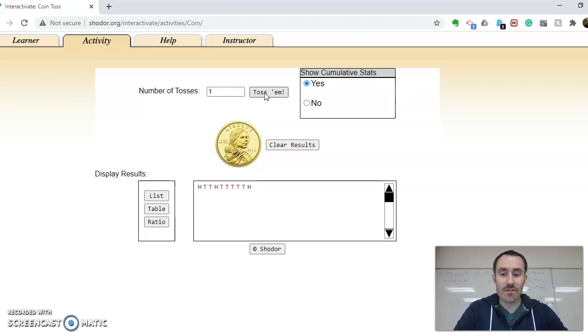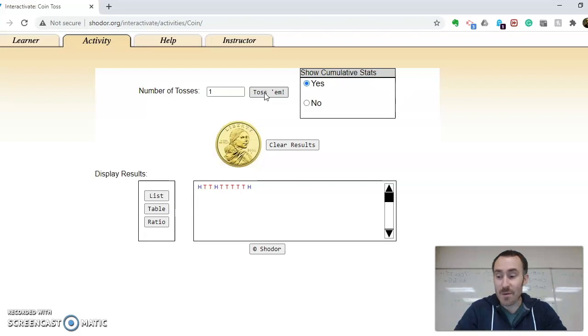So you can see that we've got 3 heads and 7 tails. It was supposed to be 50-50. Theoretically, it was supposed to be 5 heads and 5 tails. But experimentally, we ended up with 7 tails and 3 heads.